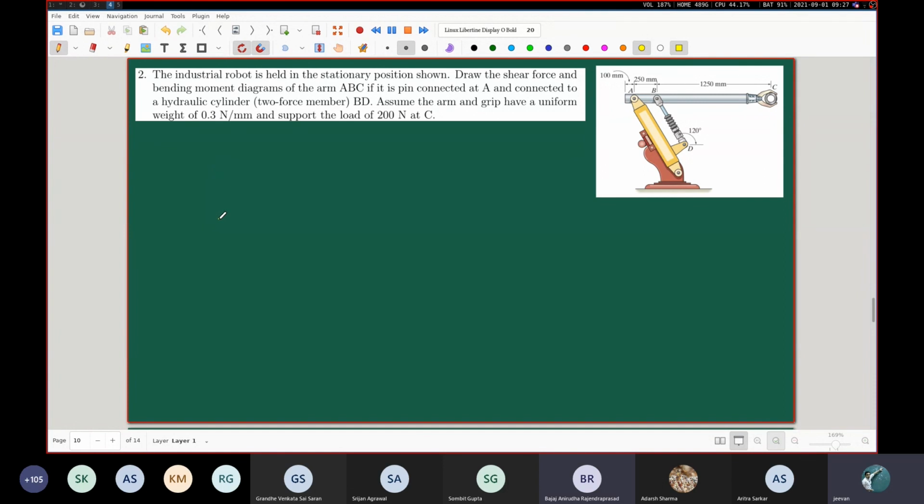Yes, sir. In fact, sir, in the tutorial sheet, it is also mentioned that students are encouraged to plot the shear and moment diagram using computer programs. Can you tell us which computer programs we have to use? Yes, it can be helpful to us.